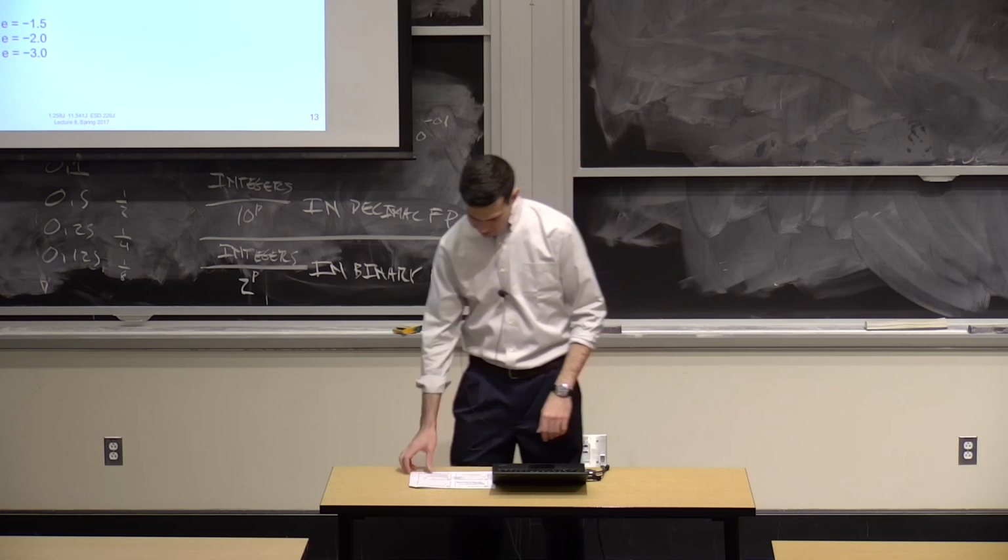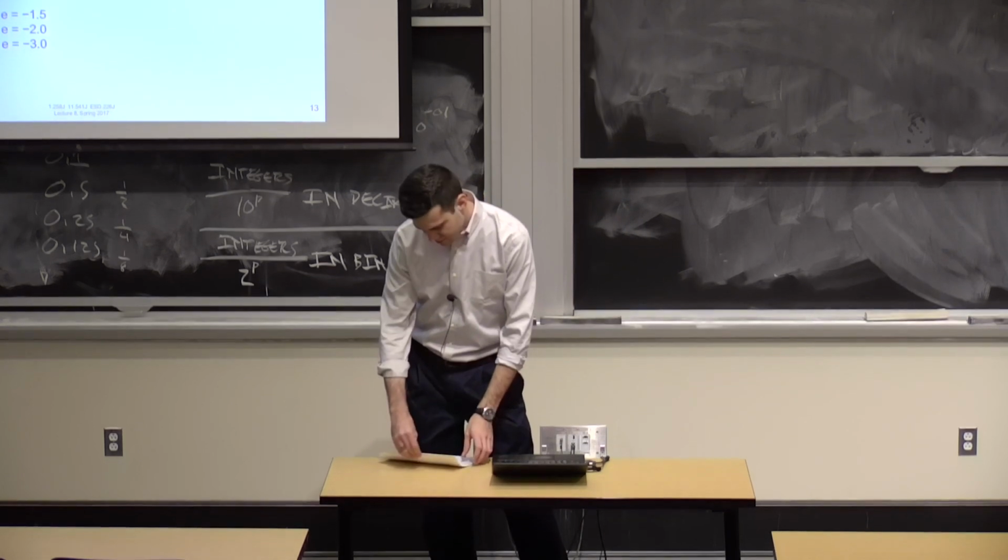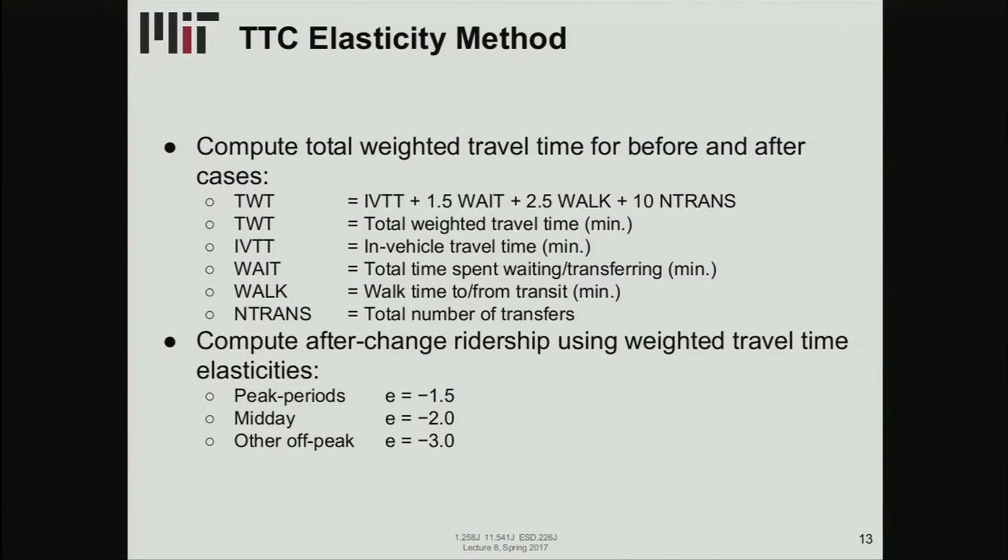Okay, let's revisit a model that we saw in an earlier lecture. This is the TTC elasticity model, which we saw is used, or has been used, to predict ridership response to service changes. So let's recap. The total weighted travel time is a sum of 4 components: the in-vehicle travel time, the waiting time, the walking time, which is the access, egress and transferring time, and a penalty for the number of transfers you have to take for that origin-destination pair.